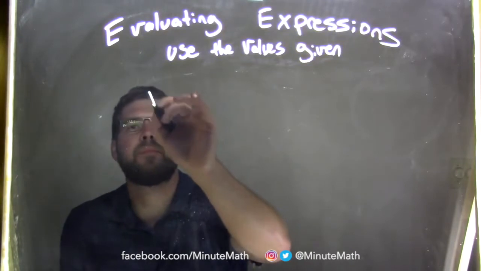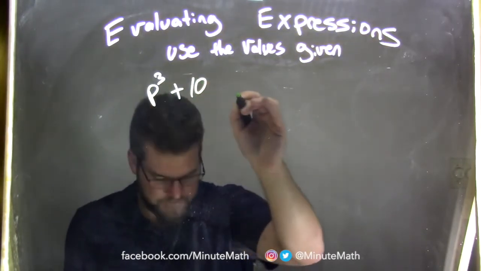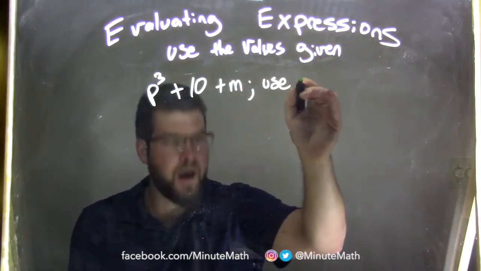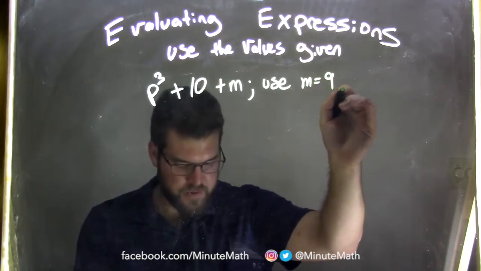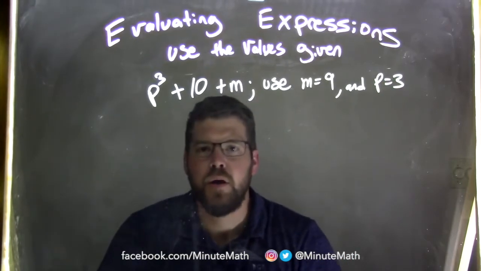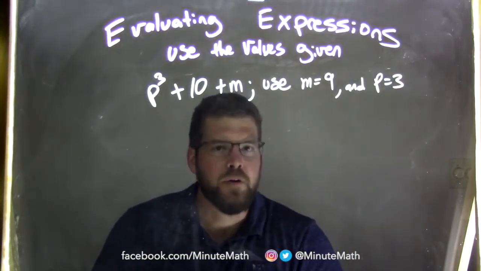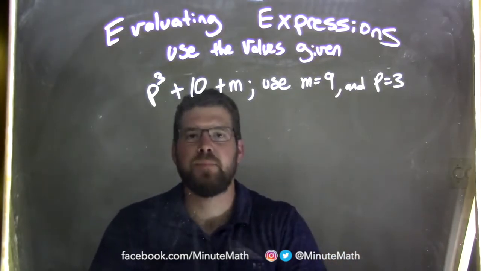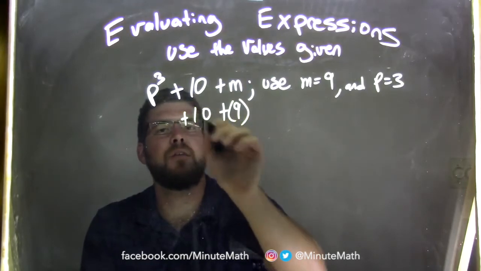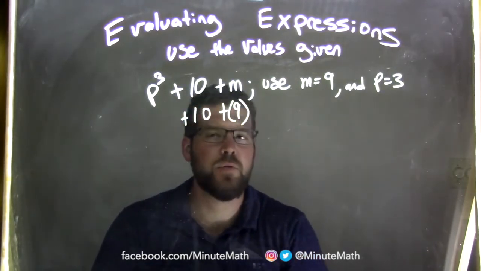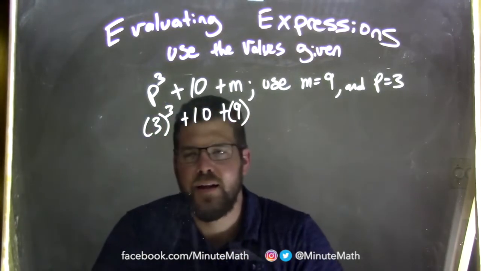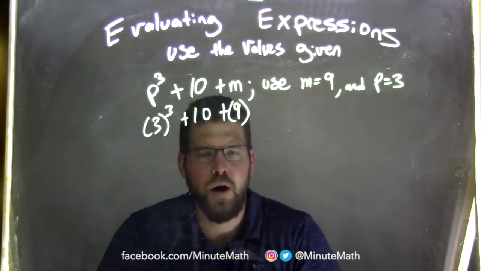P to the third plus 10 plus m. I want to use m equals 9 and p equals 3. So, given that, all right, I want to substitute first, right? Substitute. So m is 9 and p is 3. Well, m right here, that 9, put parentheses, 10 here, plus, working backwards, p equals 3, so p is to the third power. So we have 3 to the third.